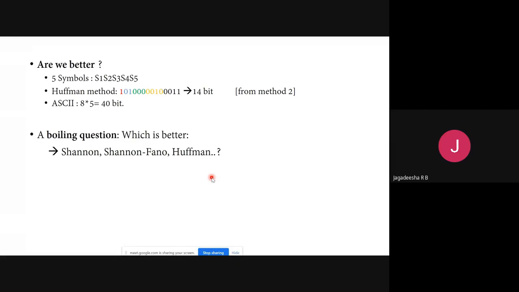Shannon coding, Shannon-Fano, or Huffman, what's the input for all of this? The same, right? Probabilities. I give you one question. I have three symbols, S1, S2, S3, and symbol probabilities maybe 0.3, 0.2, and 0.5. Suppose you use Shannon coding, Shannon-Fano coding, Huffman coding, which should be doing better? That's what the question is.